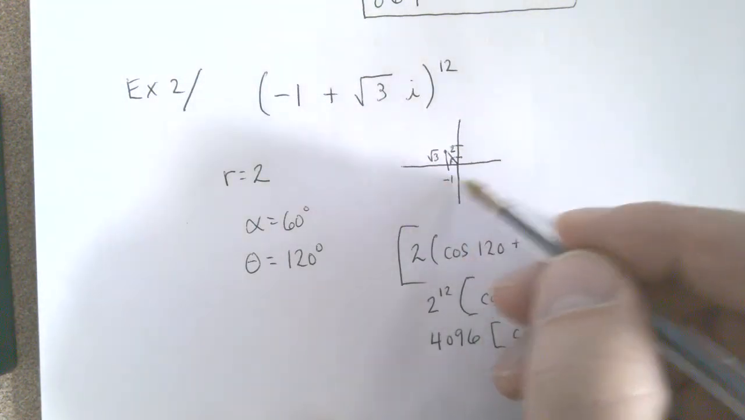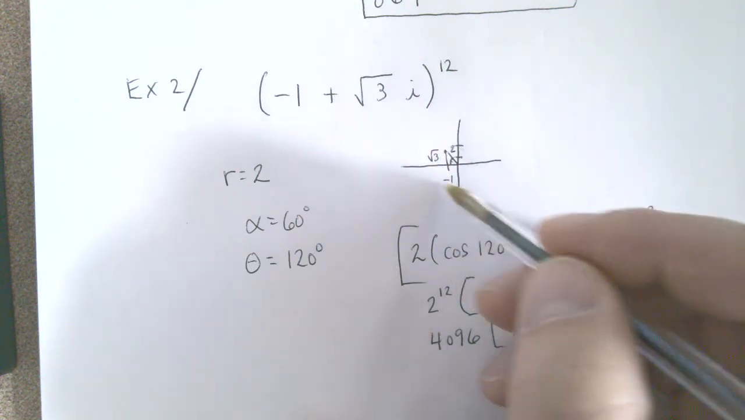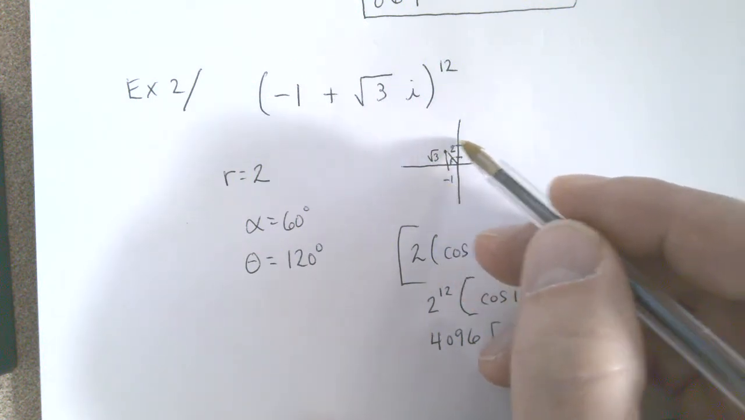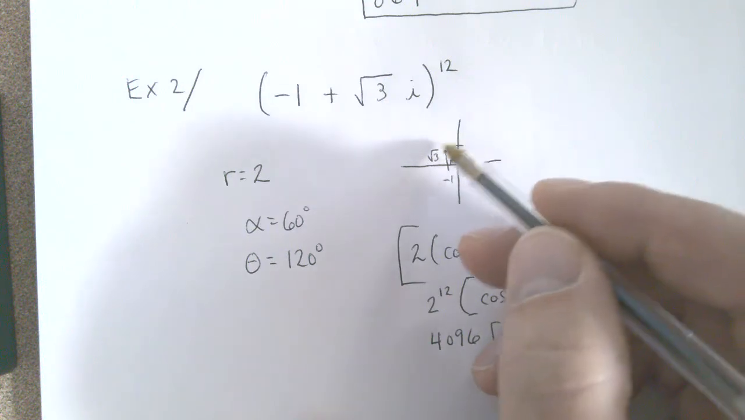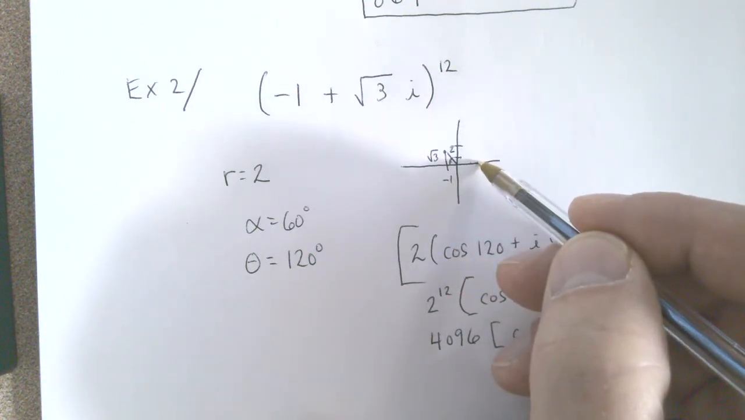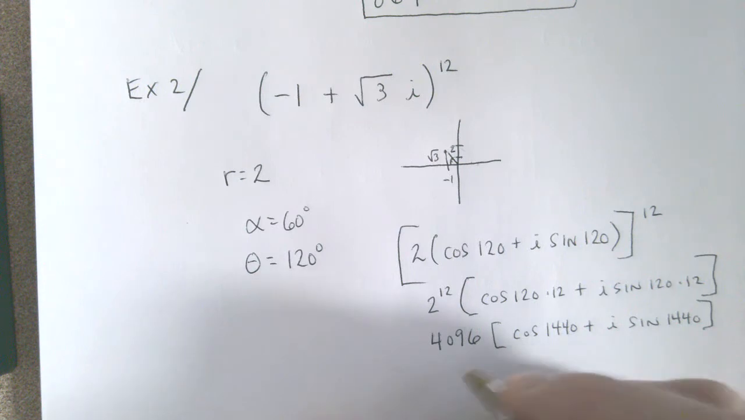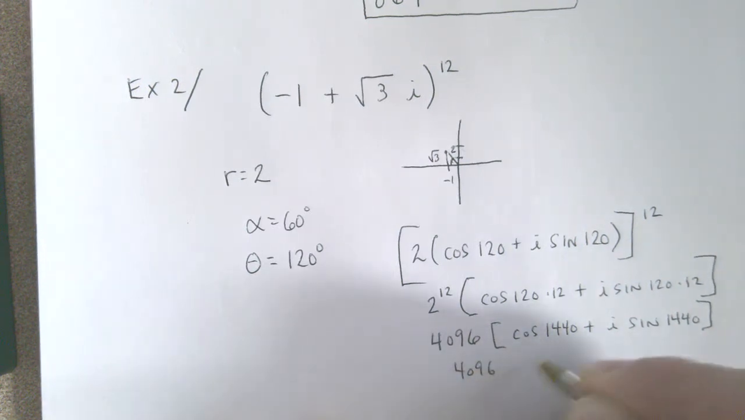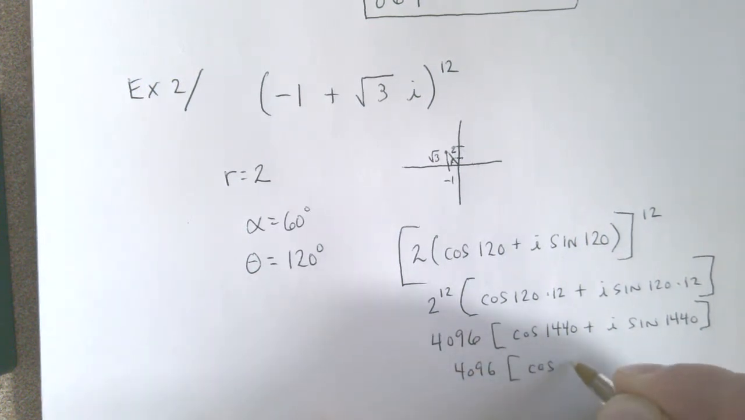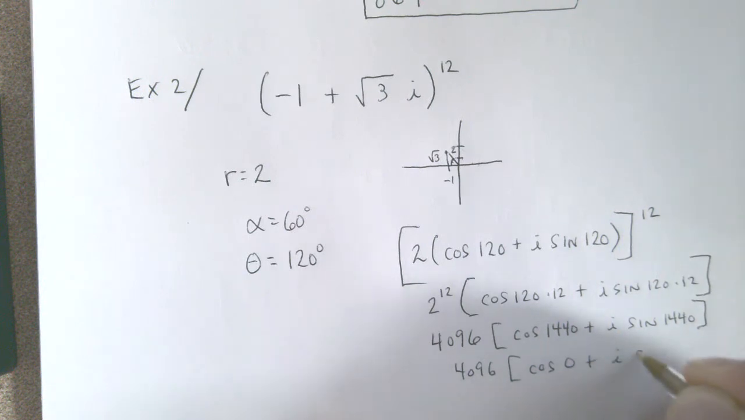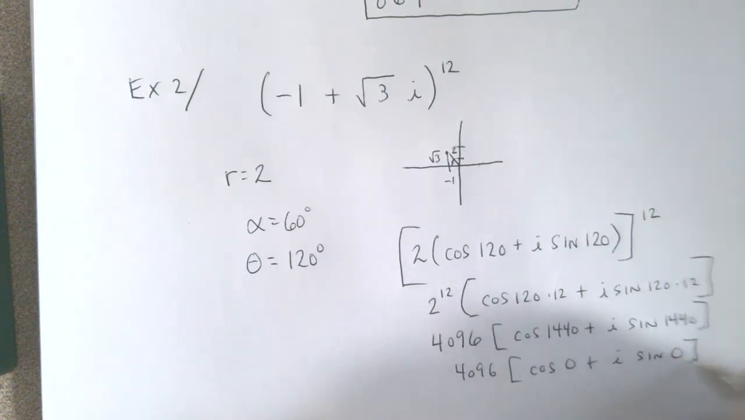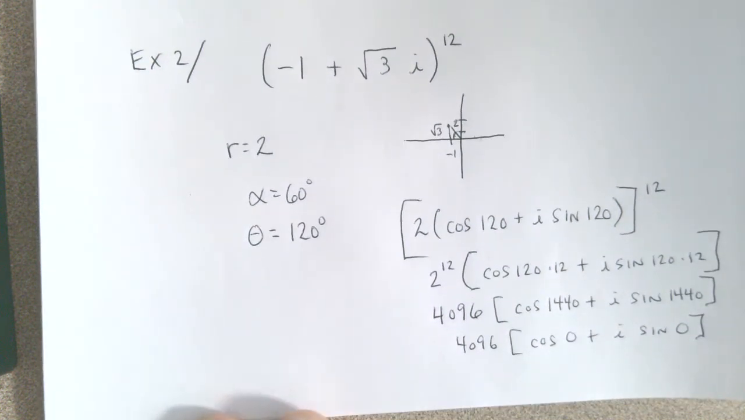So I'm going, there's 360, there's 720, there's another 360, and then there's 1440. So I'm ending, basically I can think of this as being the cosine of 0 or the cosine of 360. Does that make sense? So think about it in those terms: cosine of 0 plus I sine of 0. Well, what is the cosine of 0?